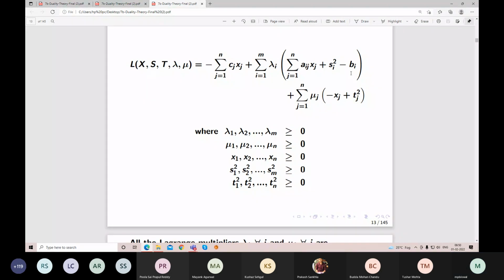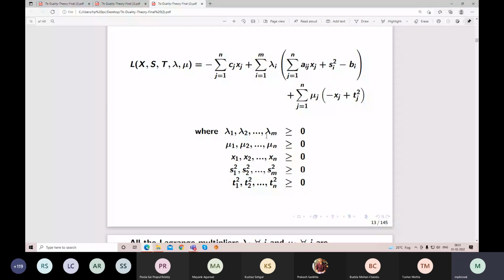But here, because we have introduced some slack variables, it is becoming an equality type. So here the conditions, there are some theorems. From the theorem, lambda 1, lambda 2 up to lambda m are non-negative. In future we will name these lambda 1, lambda 2, lambda m as y1, y2 up to ym. Actually, these are the dual variables.